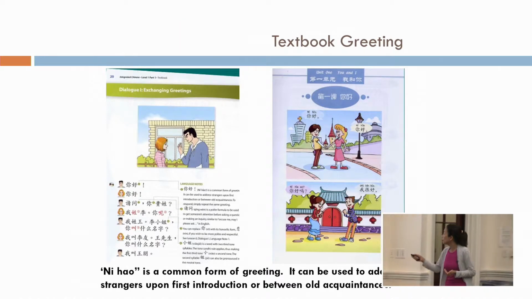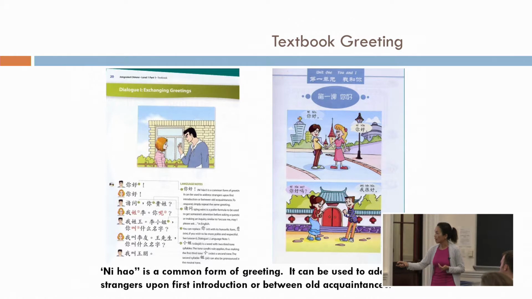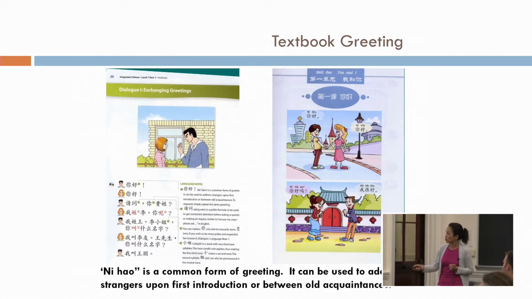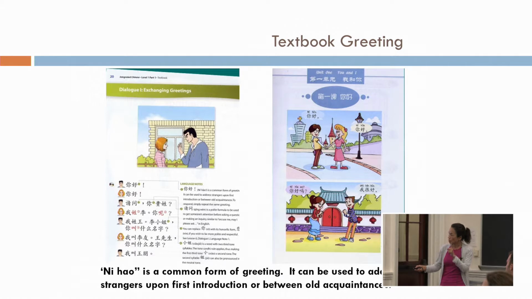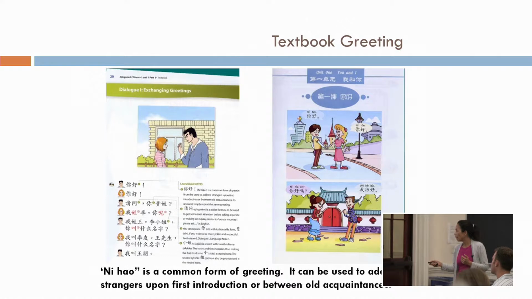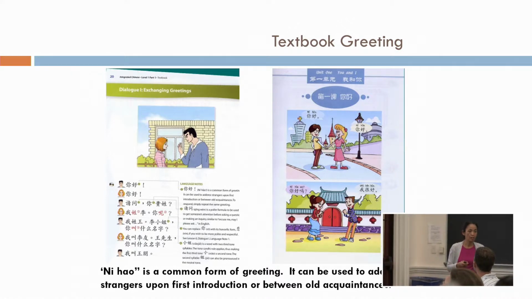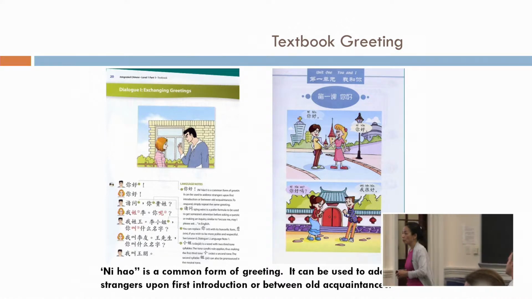In the textbook, it is always 你好, and it says that is a very common form of greeting, and it's not. And it can be used to address strangers upon first introduction or between old acquaintances. The only correct thing is, yes, you probably address a stranger upon the first introduction, especially in formal situations. When you go to the hotel, they will say, Sir, 你好, right? Not between friends, okay?